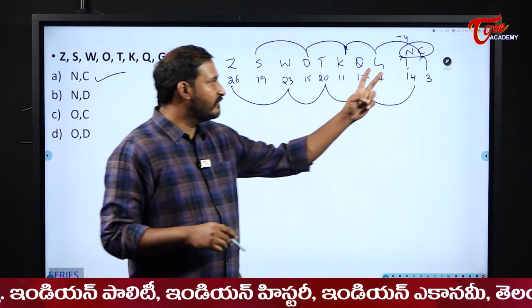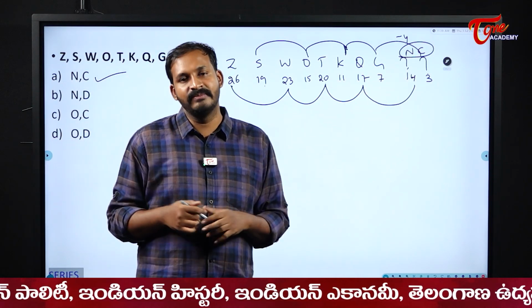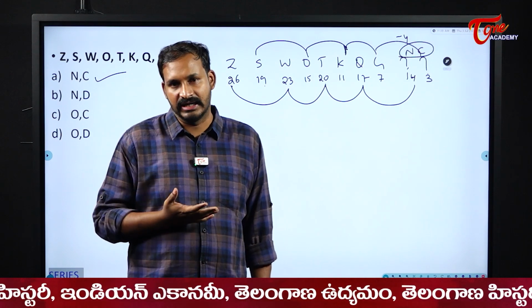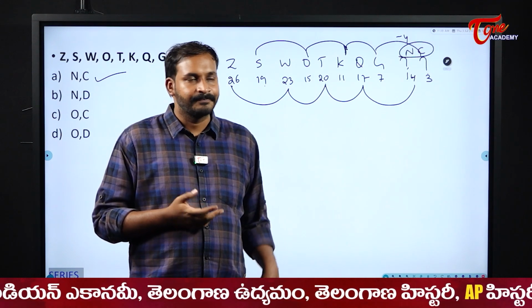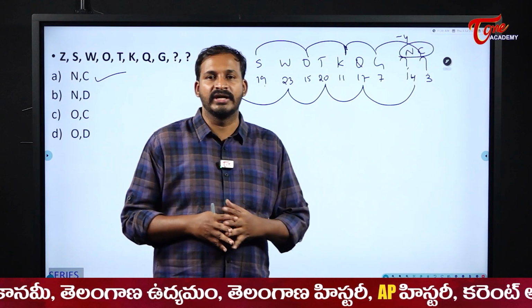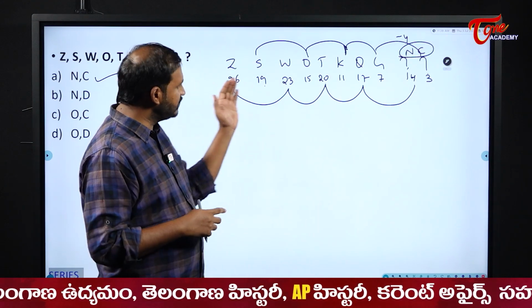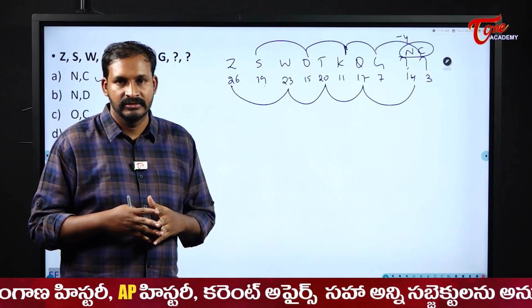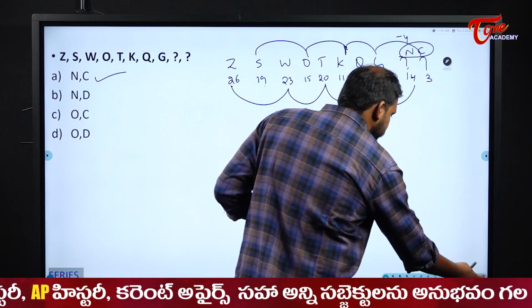As I have told you, whenever you see 2 question marks, immediately start thinking that there are 2 series in that, and then try to get the answer. That will be easy for you. Or else, by seeing the question itself, you should be able to understand that there are 2 series in that. Okay, right? Next one, we will see the next one.